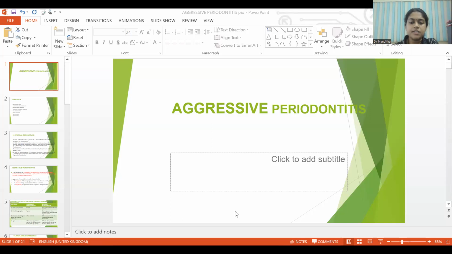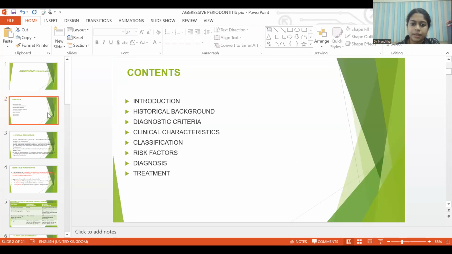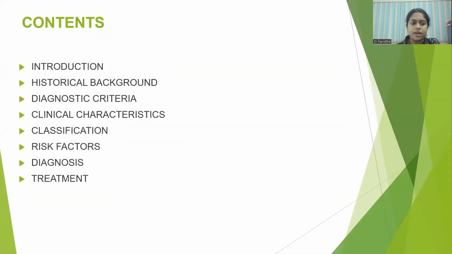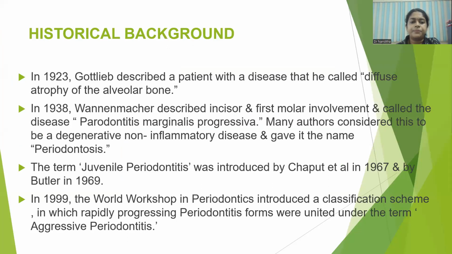Topic for today's class is on aggressive periodontitis. So in this topic, we'll be dealing under the following headings: introduction for aggressive periodontitis, historical background, the diagnostic criteria for aggressive periodontitis, what are the clinical features, how do you classify aggressive periodontitis, risk factors, and on diagnosis and management of the same.